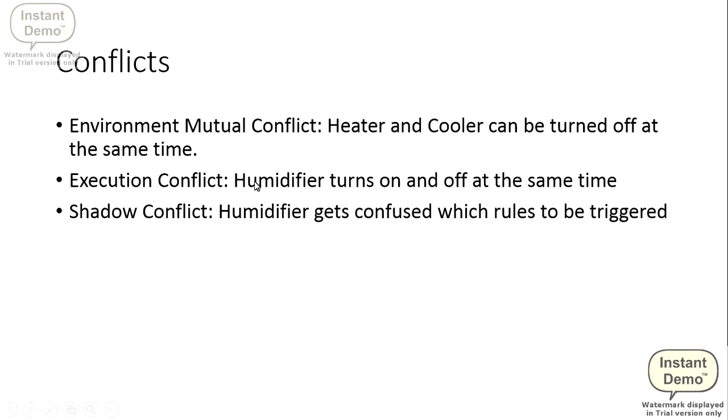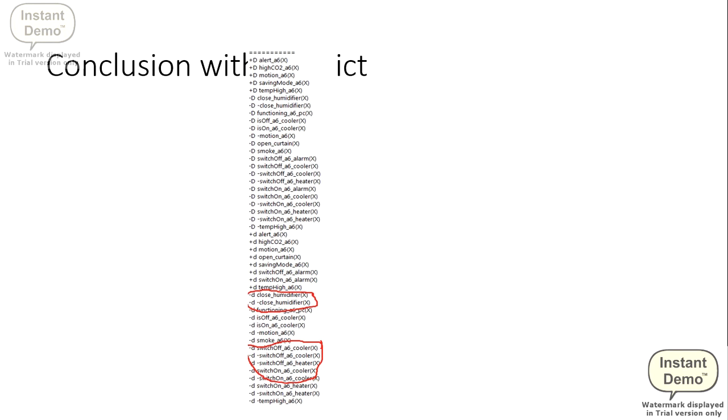I just skipped one page here. So what kind of conflict is there? We found a paper. All the references I didn't put here, but in the report you will find all the references. So the first type of conflict is environment mutual conflict. Heater and cooler can be turned on and off at the same time. Execution conflict, humidifier turns on and off at the same time. Shadow conflict, humidifier gets confused about which rule to be triggered. So these three types of conflicts are there.